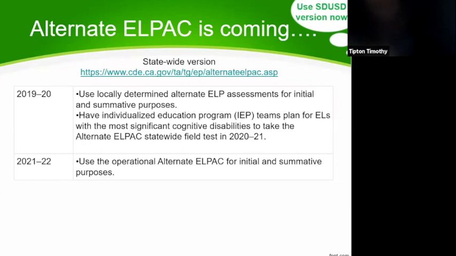Importantly, we've been getting ready to make sure that an alternate assessment is identified in the IEP for these students who require it, and we're looking forward to the following year when you'll see that the LPAC, the alternate LPAC, should be used for initial and summative purposes. The year coming in this year, we're still using 1 more year of our ELAA assessment.